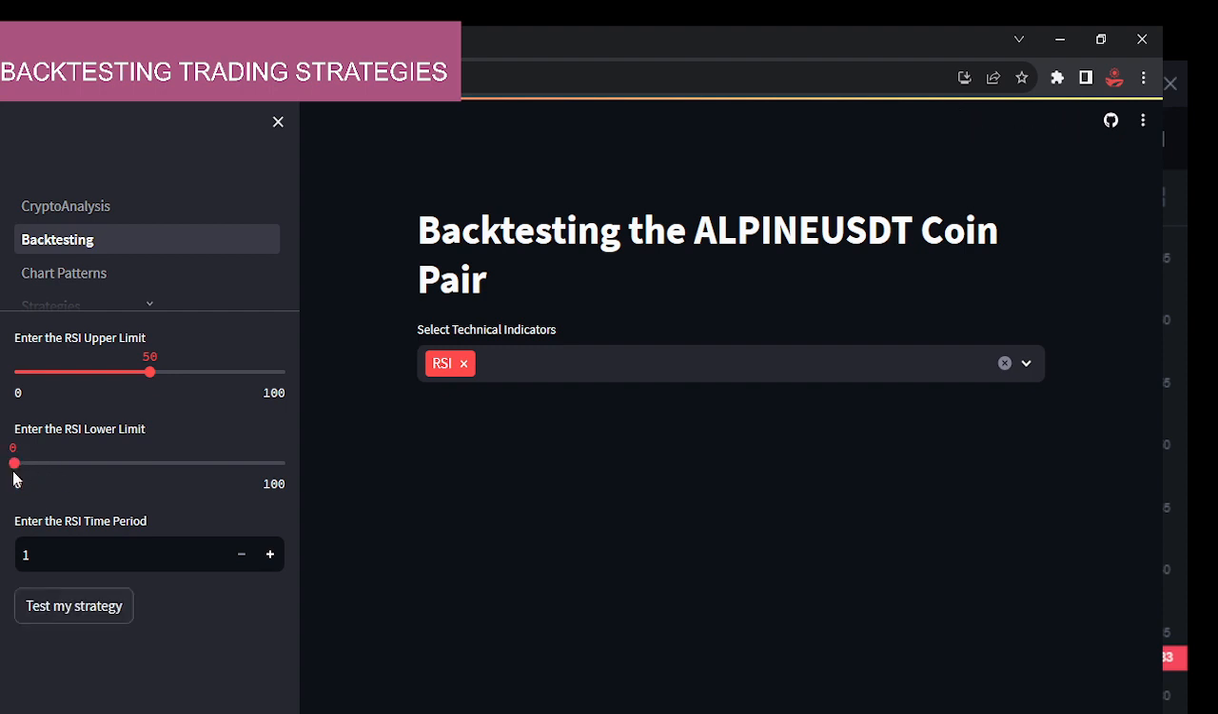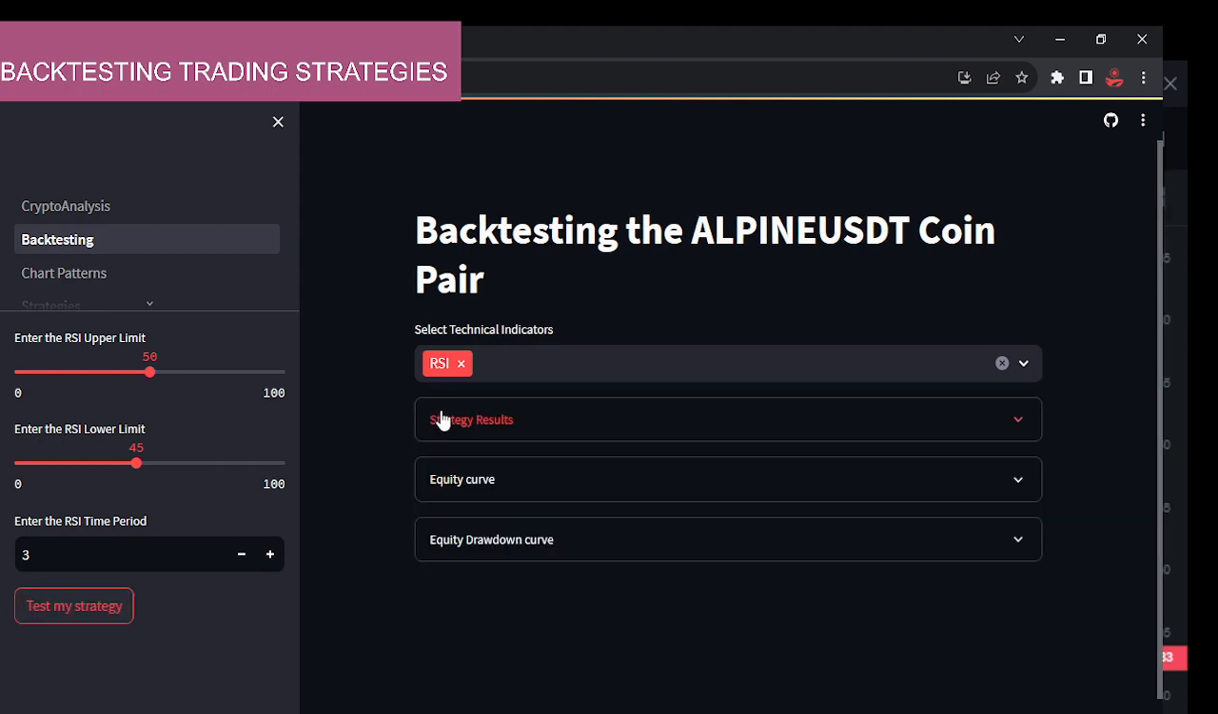You know why? From the illustration that I made earlier for the buying limit, which is the lower limit, I will use 45. For the period, which is the previous candles that I will be looking at to compute the RSI, I will use a period of 3, which is just purely based on some previous analysis that I did. So yeah, you can change your time period and also observe your own strategy results.